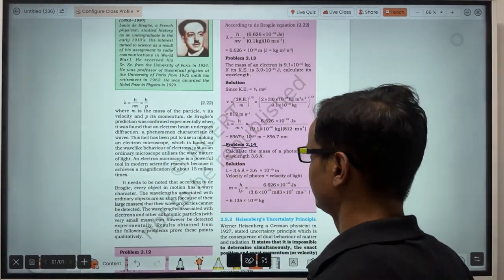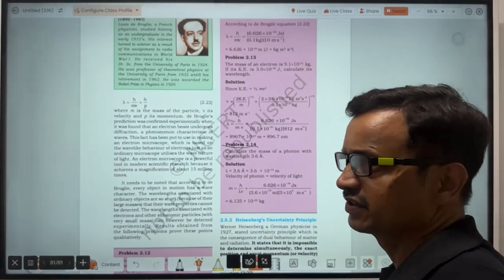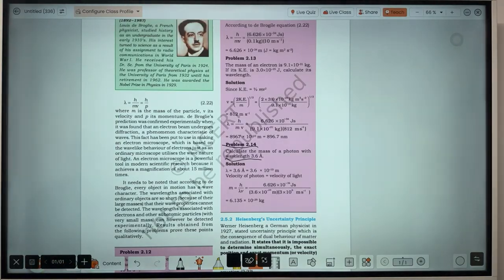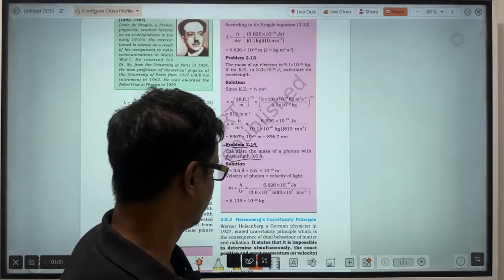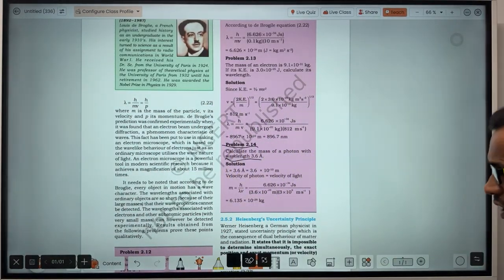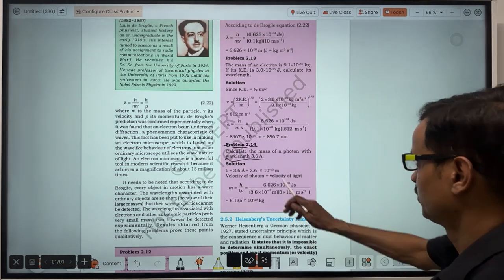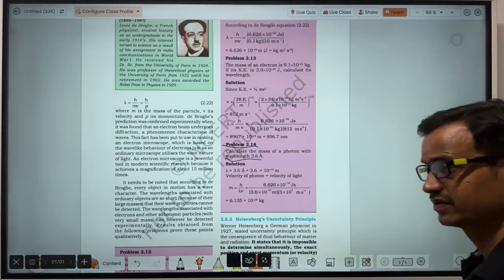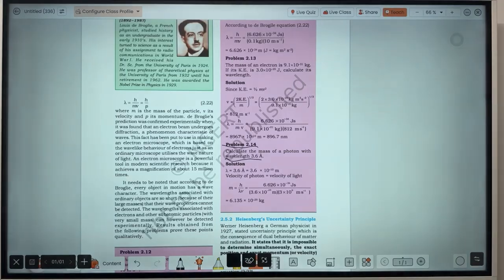Question: calculate the mass of a photon with this much wavelength. So wavelength is given, energy of that photon you can find out, and when you find the energy, that is the kinetic energy of the photon, then you can find out the momentum also. Okay, so here the photon velocity is that much, the mass you will have to find out. So in this way you can find out the wavelength.